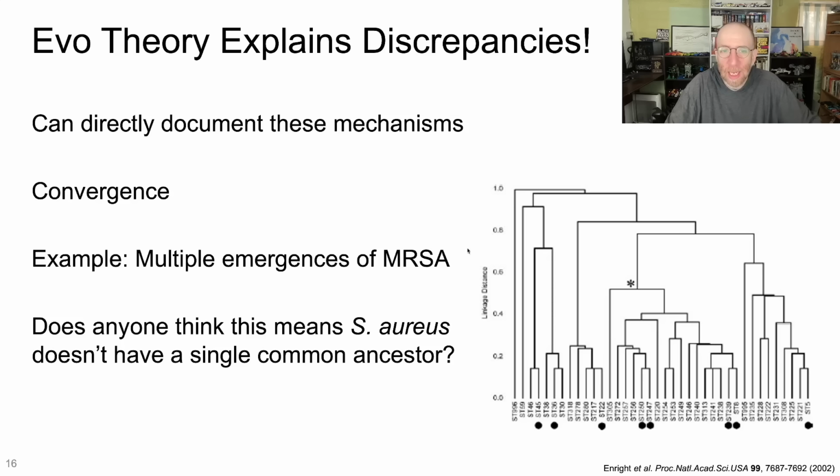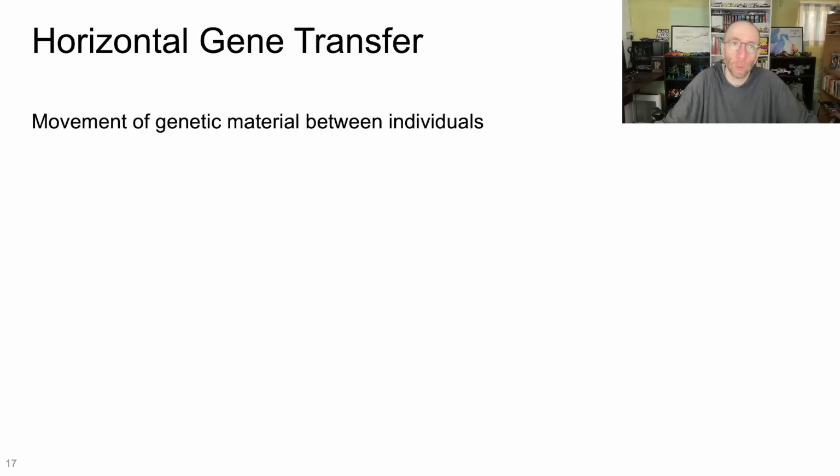Does anyone think this means that Staphylococcus aureus doesn't have a single common ancestor? No, this is silly. It's silly to point to convergence and say that for some reason that makes one question the common ancestry of the lineages involved, right? That doesn't make any sense. We can also look at horizontal gene transfer, which is the movement of genetic material between individuals. Now, to be clear, before I go any further, Ewert says we're only looking at animals. Horizontal gene transfer is fairly rare in animals as far as we can tell, so we really don't have to worry about it.